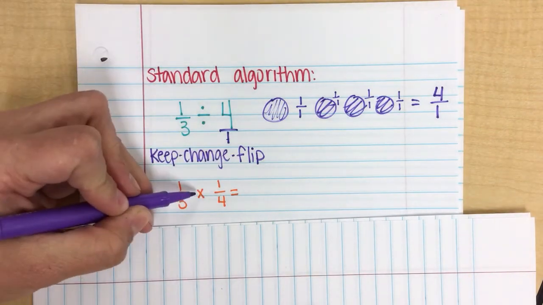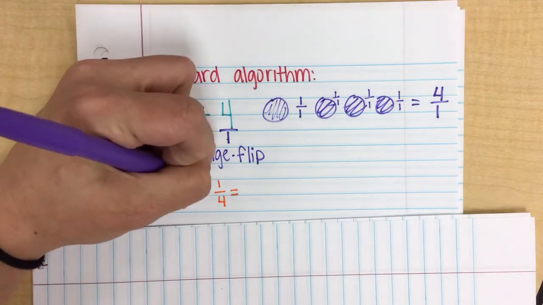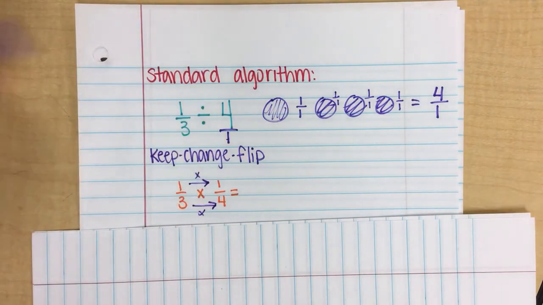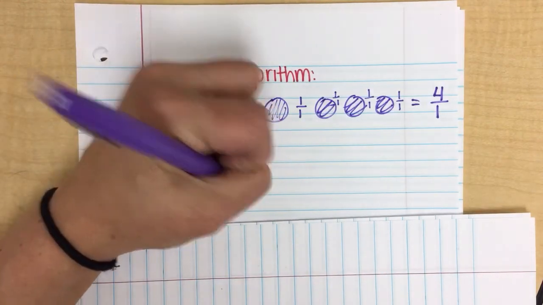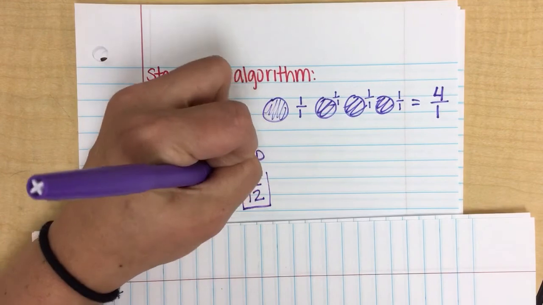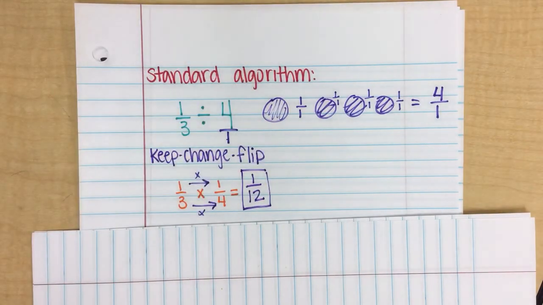So 1/3 times 1/4. Now when I'm multiplying fractions, I just multiply straight across. 1 times 1 is 1. 3 times 4 is 12. So my answer is 1/12. So those are the different strategies that students have been taught in class on how to solve dividing a whole number by unit fractions and dividing unit fractions by whole numbers.